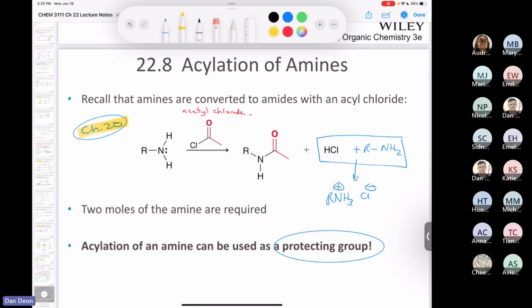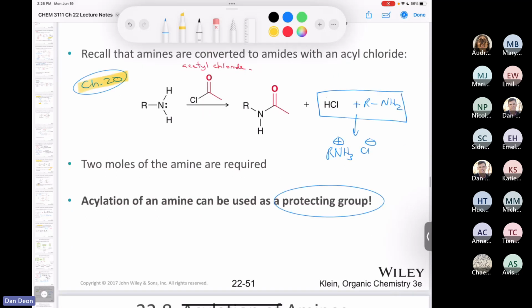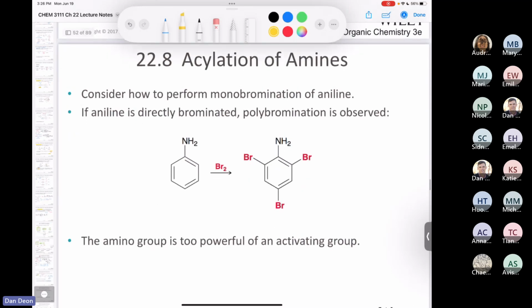So you might be wondering, well, why is it shown in this chapter? I guess it is in the amines chapter. Well, what we're going to do is we're going to use it as a protecting group. But before we do that, I want to help you recall a reaction that we looked at earlier on.